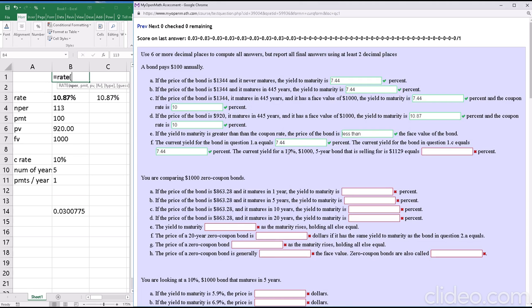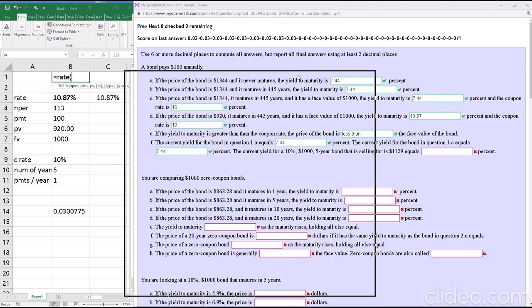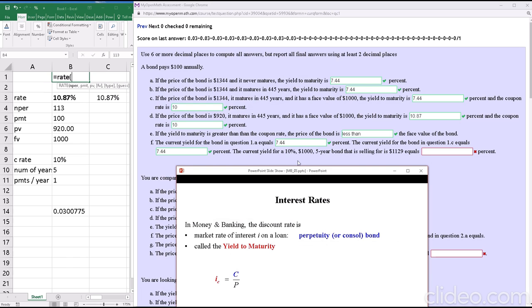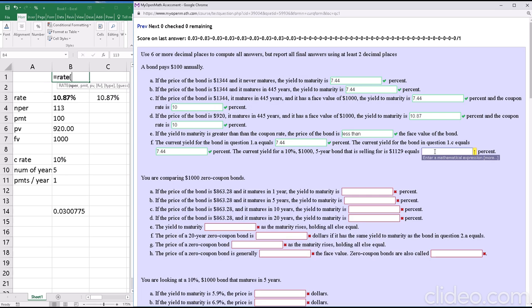The current yield for a 10% $100 five-year bond that is selling for $11.29 equals what? Well, what's the difference here? The coupon payment is still $100, right? So for this bond, the current coupon payment is $100, and you divide that by the price.